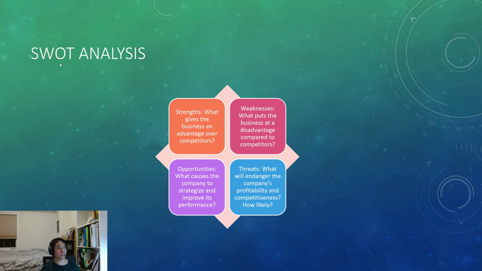Another type of analysis you're going to do is the SWOT analysis. SWOT includes strengths, weaknesses, opportunities, and threats. For strengths, we would be taking a look at what the business has that the other competitors don't. So that counts as advantages. Weaknesses is what the business does not have, but the competitors do.